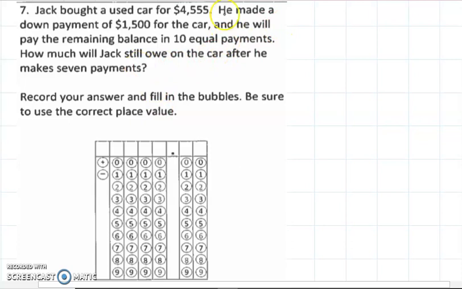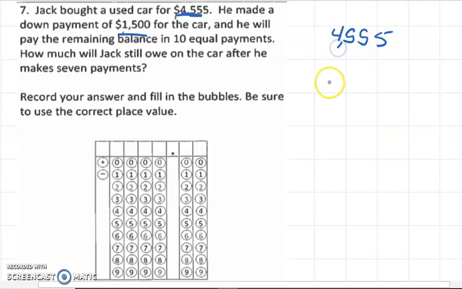This one here is something that a lot of your parents do when they buy cars, especially used cars. Your parents might not have enough money to pay off the car up front. So the dealership or the person selling the car asks for a down payment. That means they're going to give him some of the money, and in turn, the person selling the car is going to let him take the car, as long as he gives some portion of the money. And so this person, Jack, bought a used car that cost this much.